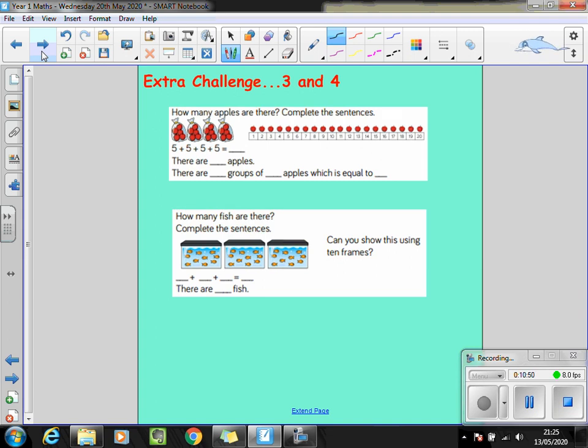Extra challenge 3. How many apples are there? Can you complete the sentences? 5 apples, add 5 apples, add 5 apples, add 5 apples equals how many altogether? How many groups of apples are there? And what are the groups of apples equal to? Use the number line to help. Question 4. How many fish are there altogether? Can you complete the sentences? Can you show it using a tens frame? You might have to draw one on a piece of paper to help you.